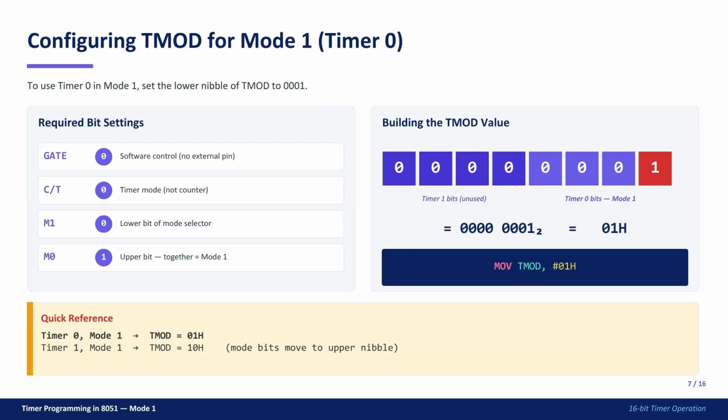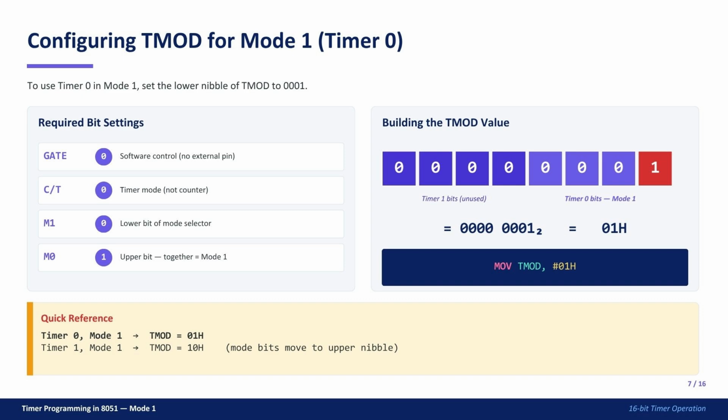Now let's actually build the TMOD value for timer 0 in mode 1. We want GATE equal to 0, C/T equal to 0, M1 equal to 0, and M0 equal to 1. That gives us a lower nibble of 0001. Since we are not using timer 1, we leave the upper 4 bits as 0000. So the full TMOD value becomes 00000001, which in hexadecimal is 01H.